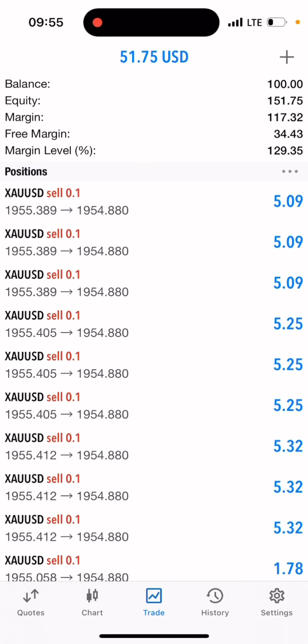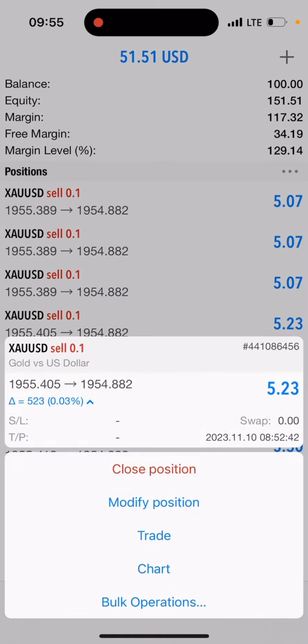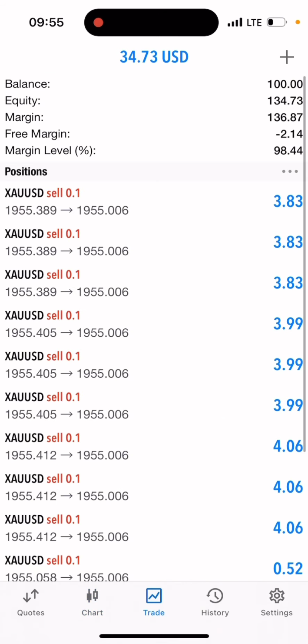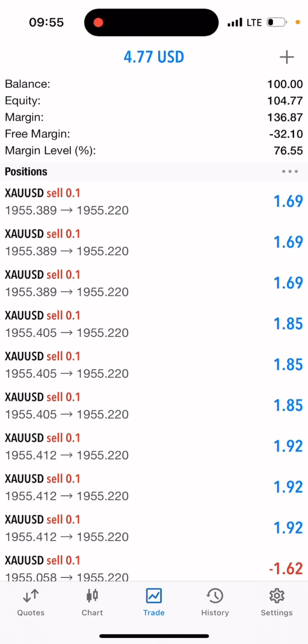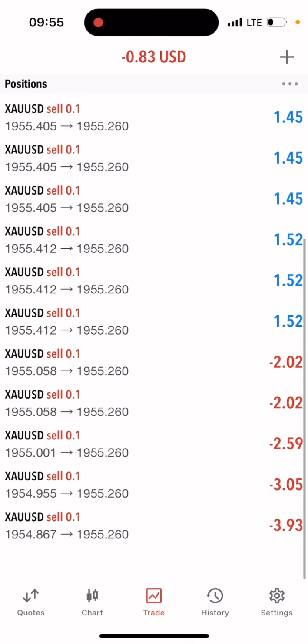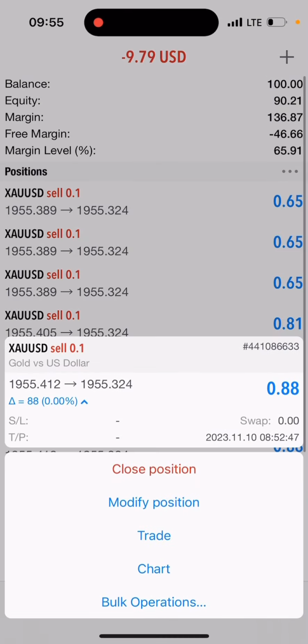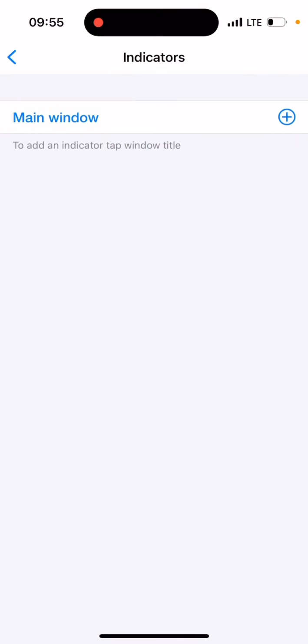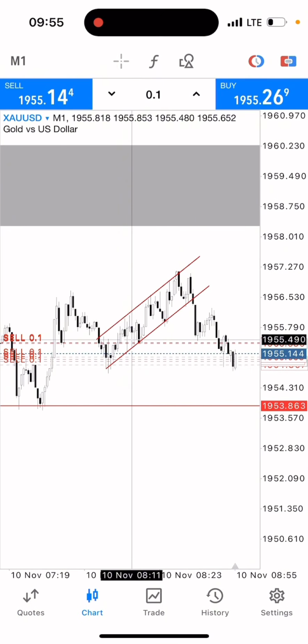Yo, what's up, guys? So today I'm scalping XAUUSD on the 1 hour time frame. I deposited 100 USD and I'm scalping XAUUSD today, on the 1 minute time frame. So guys, this is my setup.